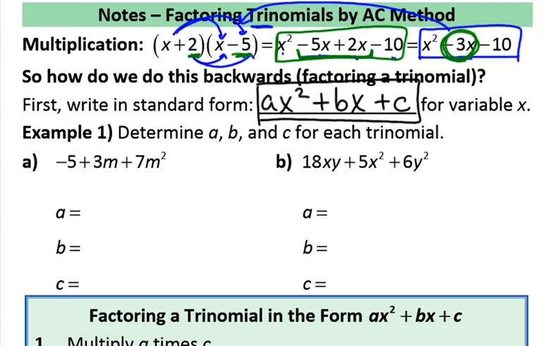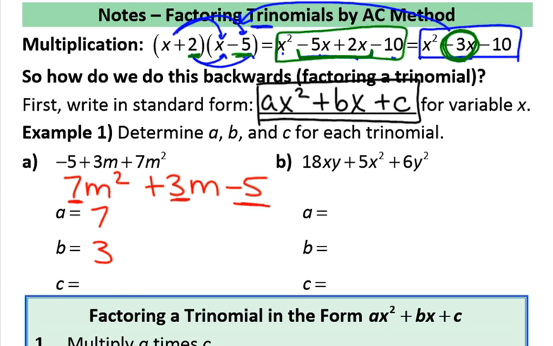Now in example 1, we look at 2 trinomials, put them in standard form, and determine a, b, and c. Looking at part A, that is not in standard form because we're not in descending powers. The 7m squared needs to come first, then plus 3m, and then minus 5. Now you can see the a, b, and c. A is with the m squared, so that's 7. B is with the m, so that's plus 3. And c is the last term with no m, so that would be negative 5.